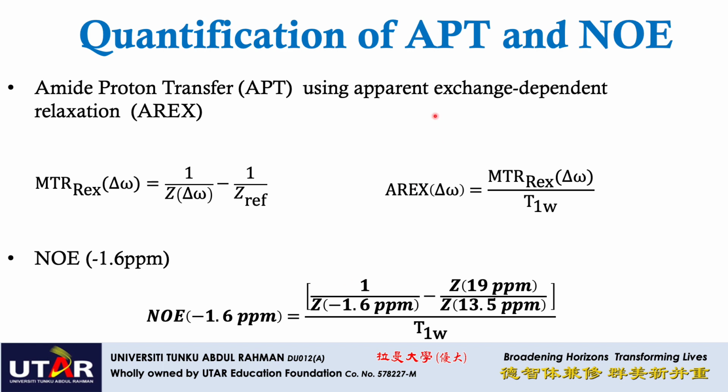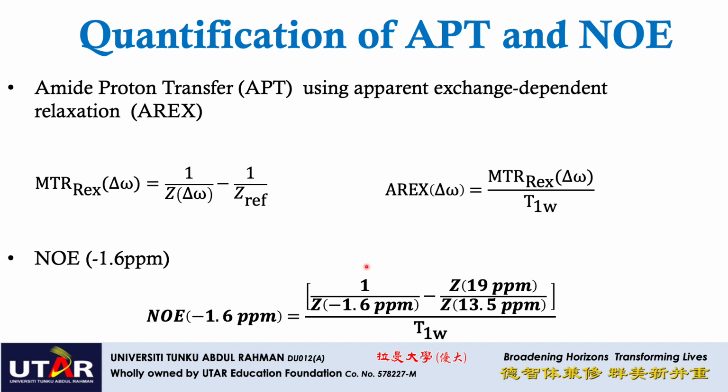To quantify the APT signal at 3.5 ppm, these equations were used, where delta omega is the resonance frequency of the labeled proton, in this case 3.5 ppm, ZREF is the reference signal at negative 3.5 ppm, and T1 weighted is the water longitudinal relaxation time.